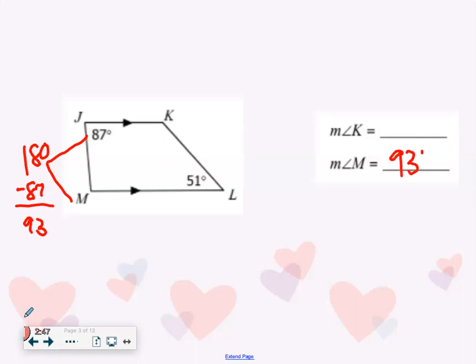Same thing for K and L. Have to add to 180. So what do we get, folks? 126. 129. 129. Beautiful.